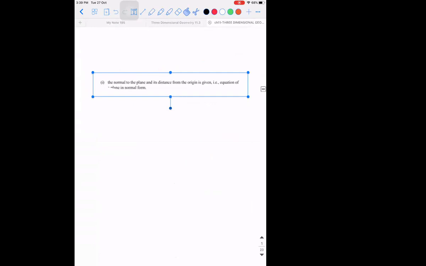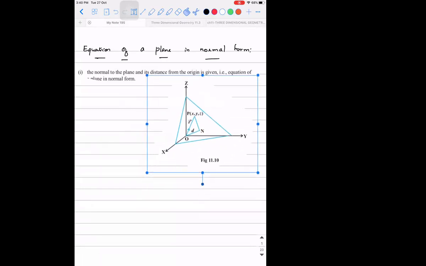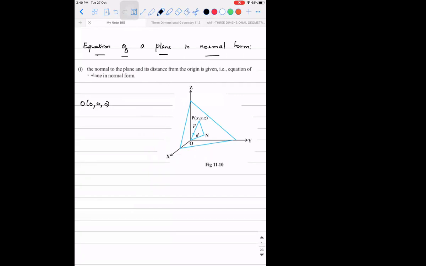For that, we will consider this diagram. I'll show how you are supposed to visualize it. So O is the origin, obviously, with coordinates 0, 0, 0. D is the perpendicular distance from the origin to the plane, and ON is the normal to the plane. I'll show it to you, just give me a minute.